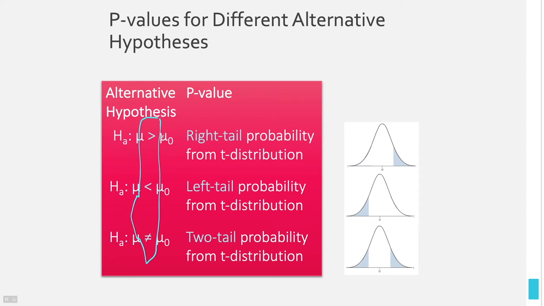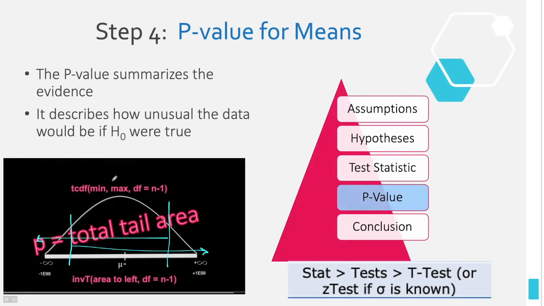If it is greater than, then we shade greater than. Whenever it's less than, we shade less than. And whenever it's not equal to, we shade both tails, greater than and less than. So this kind of tells you how to shade stuff, and that's how we get our p-value.